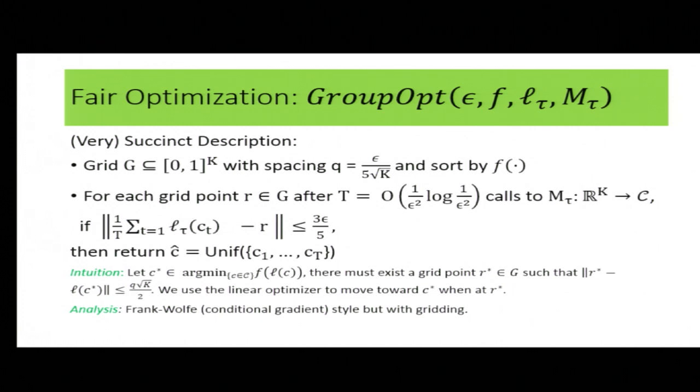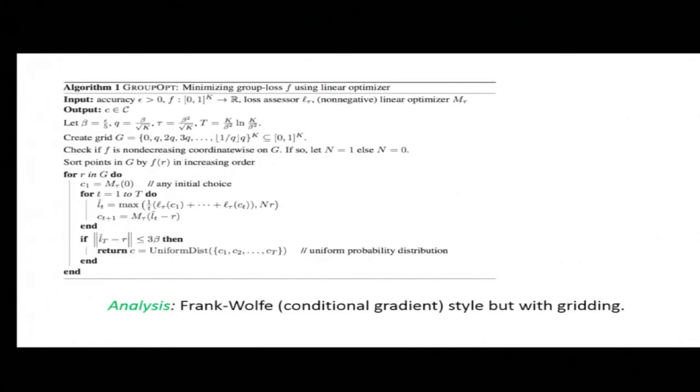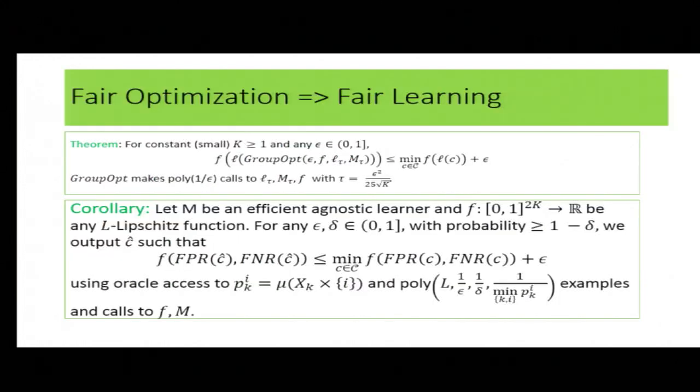And the algorithm is pretty much Frank-Wolfe, but with gradient. So Frank-Wolfe is a conditional gradient descent algorithm, as opposed to gradient descent, where every time you move in the direction of the negative gradient, you always have to project back to the set. For Frank-Wolfe, you don't actually have to do that, because projections can be expensive. All right, so here's the algorithm. I don't have time to go over it.